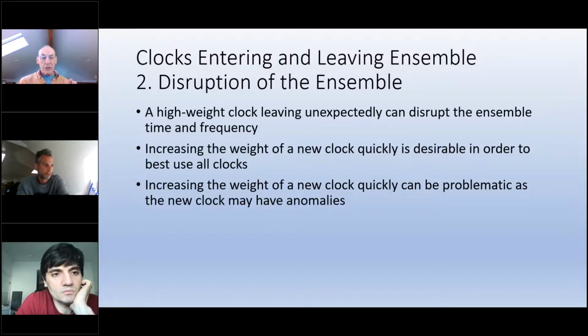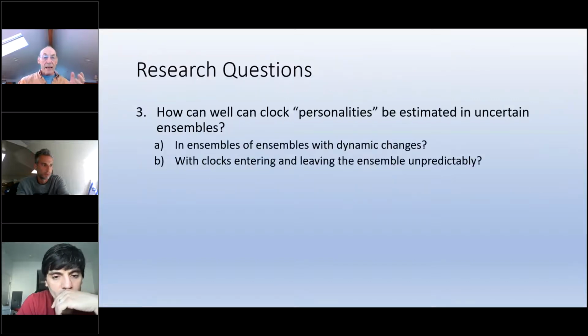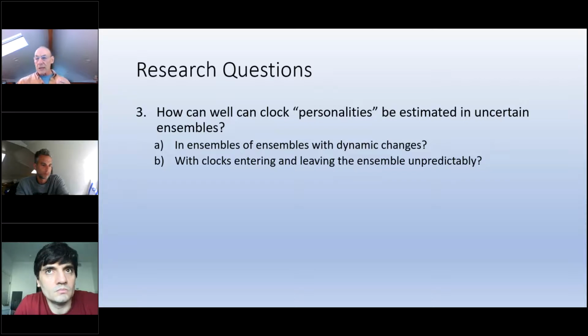So we want to be able to increase the weight of a new clock quickly, but not too quickly because we may not trust the clock. So that leads to the last set of questions. How can we estimate the personalities of clocks in uncertain ensembles? What are optimal methods of statistically estimating clocks? What can we know about clocks if the clock that enters can say something about itself?